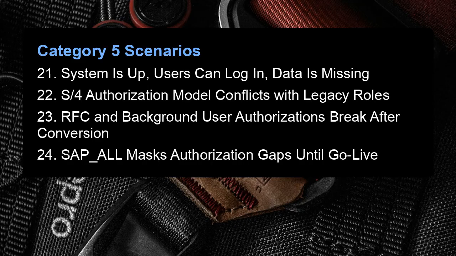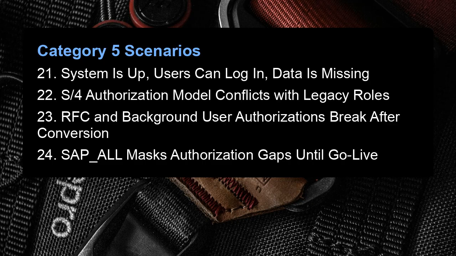Category 5 scenarios: 21. System is up, users can log in, data is missing. 22. S/4 authorization model conflicts with legacy roles. 23. RFC and background user authorizations break after conversion. 24.